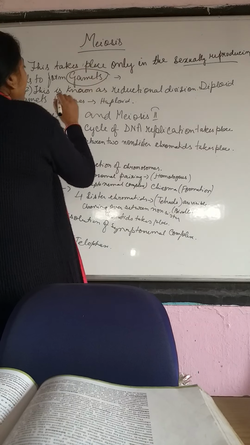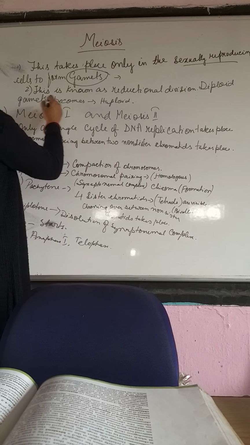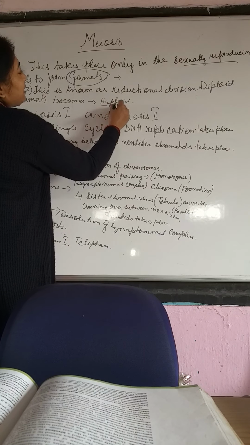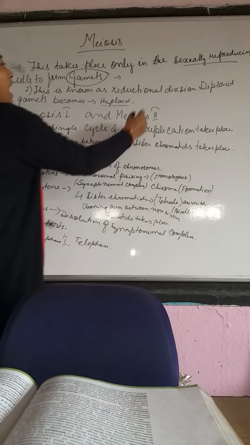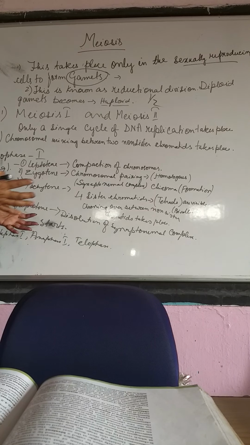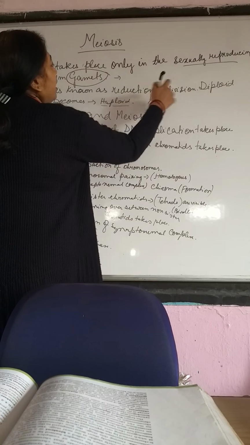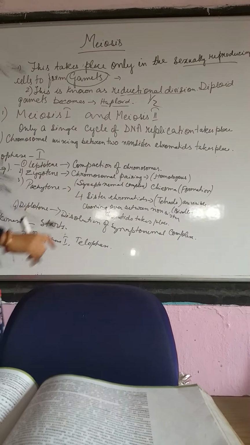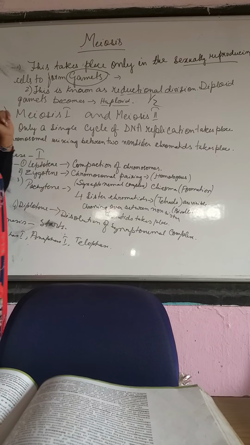So gametes. Now when the gamete is formed, the chromosome number is haploid. That means half. So that is the reason, since the chromosome number is reduced, it is called reductional division, and in mitosis that is known as equational division.